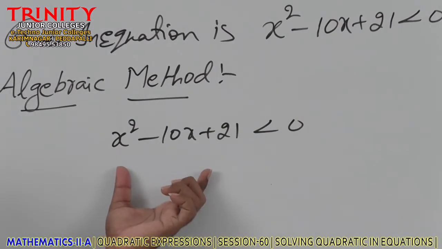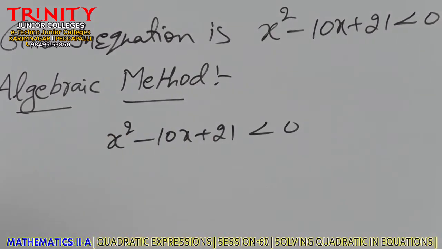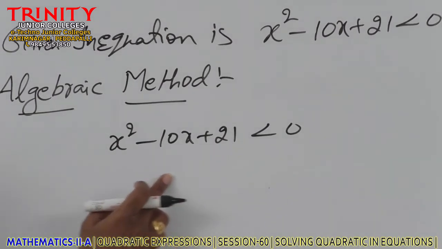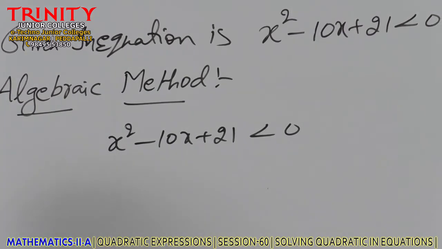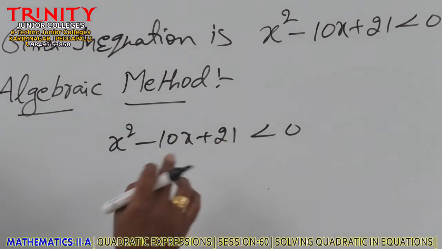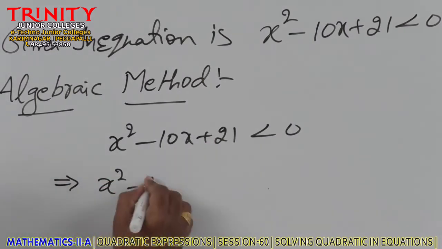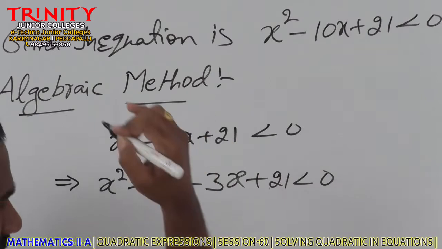Now, to solve the equation or inequation by the algebraic method, we have to go for the factorization of the quadratic expression. 21 into x square, that is 21x square. For multiplication, we should get 21x square, and on adding those two numbers, we should get the middle value 10x. 7 threes are 21, and 7 plus 3 is nothing but 10. Therefore, the factors here are 7 and 3. x square minus 7x minus 3x plus 21 is less than 0.